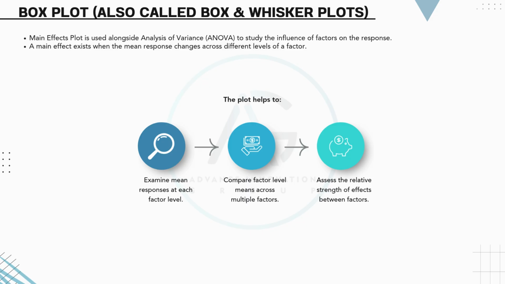3. Assess the relative strength of effects between factors. The steeper the slope of the line in the plot, the stronger the effect that factor has on the response. Flat lines imply little or no effect, while steep lines suggest a meaningful influence. While the box plot is excellent for displaying data distribution and variability, the main effects plot zeroes in on mean shifts, making it a valuable complement during factorial experiments or DOE, Design of Experiments, studies.